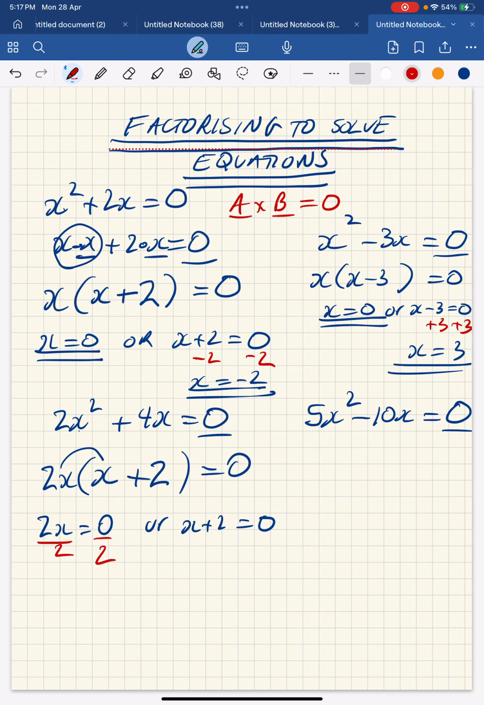Divide by 2, divide by 2. That would be x equals 0. And here subtract 2, subtract 2. That would be x equals -2.